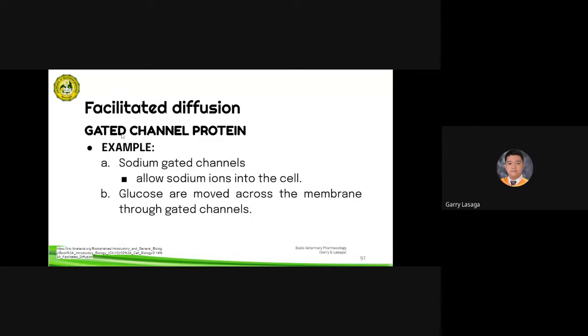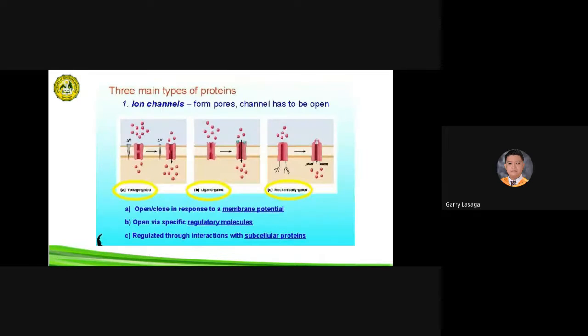So what are examples of the gated channel protein? Examples of these are the sodium gated channels. Of course, this will allow the sodium ions to pass into the cell. We also have another molecule, the glucose molecule, and these are moved across the membrane through gated channels.